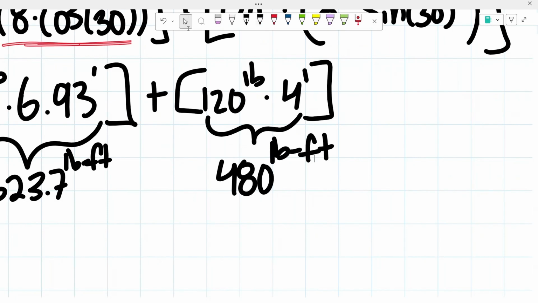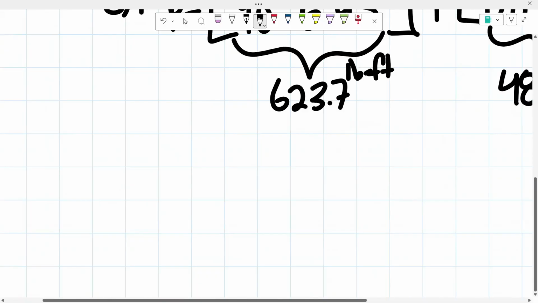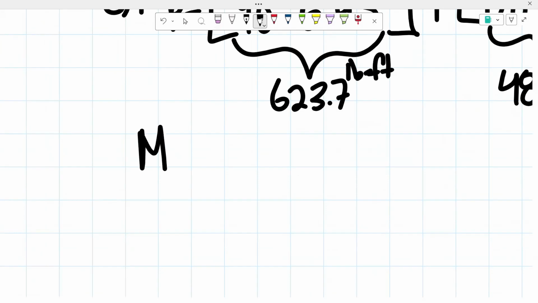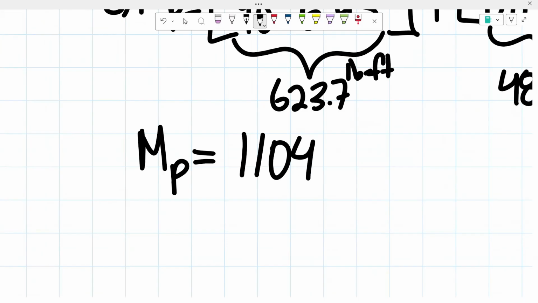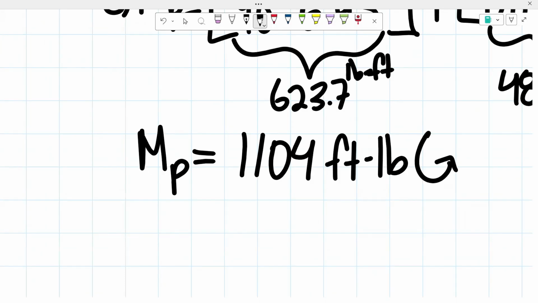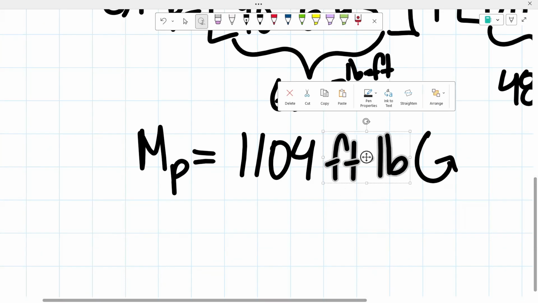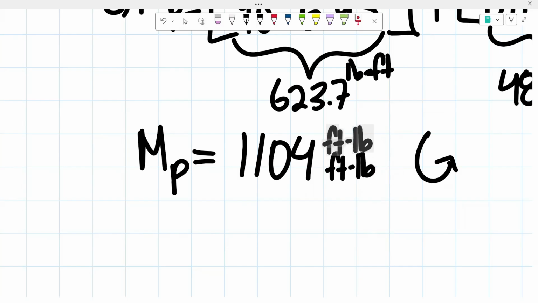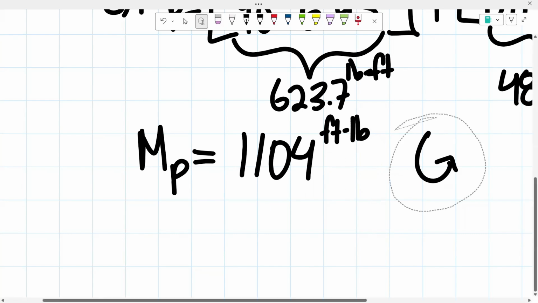And then if we were to add that together, we'd get that the moment about point P is equal to 1,104 feet pounds going counterclockwise. Let's actually make this just a bit smaller. There we go. Going counterclockwise.